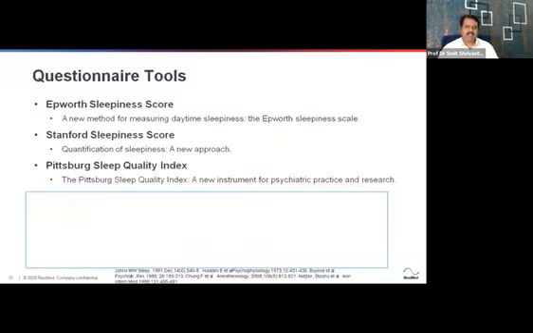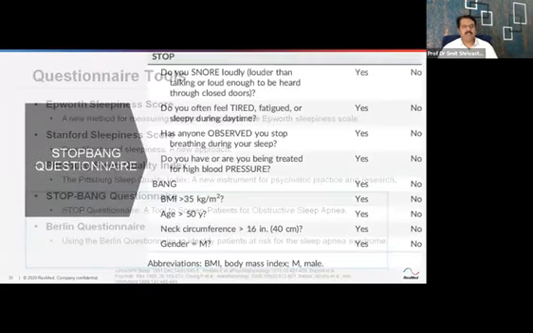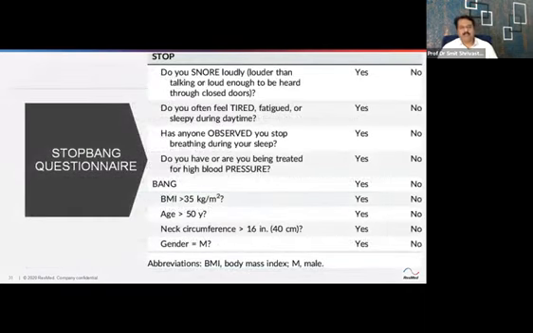There are questionnaires which have been evaluated. There are multiple questionnaires like the Epworth Sleepiness Score, Stanford Sleepiness Score, or Pittsburgh Sleep Quality Index, but the two which stand apart are the STOP-BANG questionnaire and the Berlin questionnaire. The STOP-BANG questionnaire works with the mnemonic STOP-BANG.